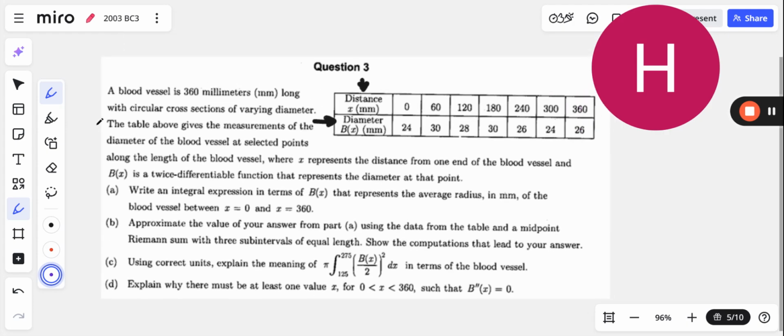So first, we're going to describe part A. Write an integral expression in terms of B that represents the average radius. Ooh, the average radius. The measurements are diameters, so we're going to have to take that into account. We want to represent the average radius, in millimeters, between 0 and 360. So along the full length of the blood vessel, what is the approximate average radius?